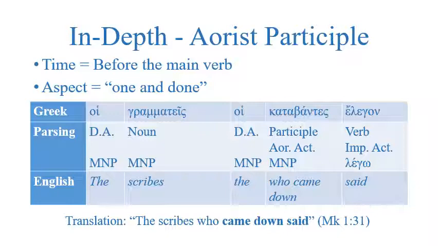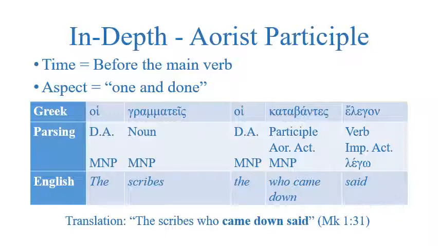Hoi grammates, hoi katabantes, elegon. Hoi is our definite article in the masculine nominative plural. Grammates is our noun in the masculine nominative plural. As Greek will sometimes do, we see the definite article repeated, hoi again. And then here's our participle, katabantes, meaning to go down, to come down. And it's an aorist active participle in the masculine nominative plural. And it's in that gender, case, and number because it's modifying grammates. So it shares those attributes with it.